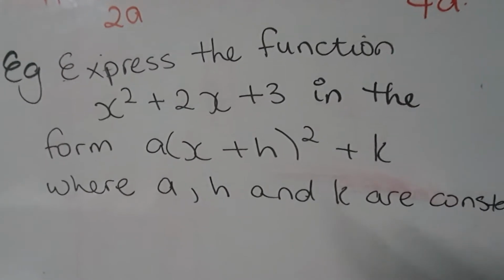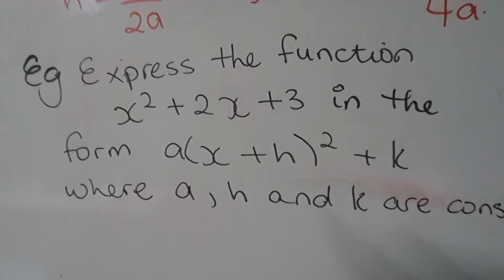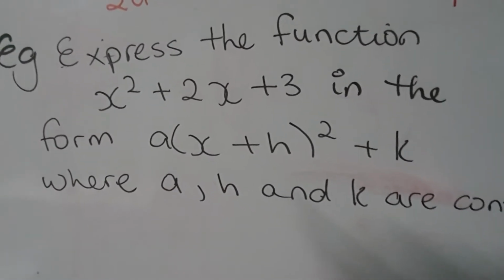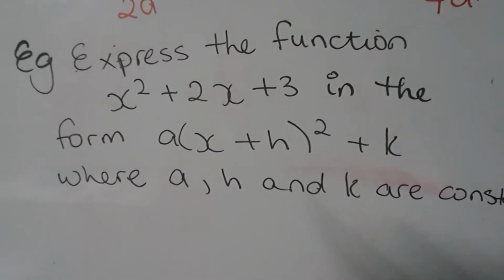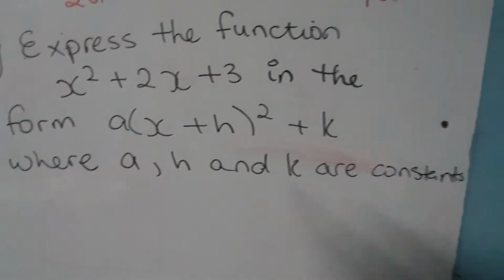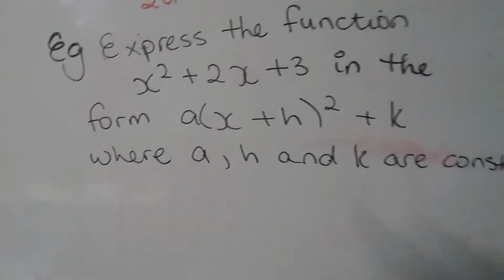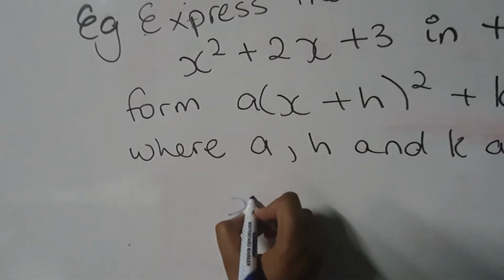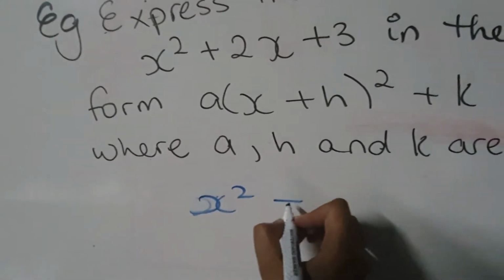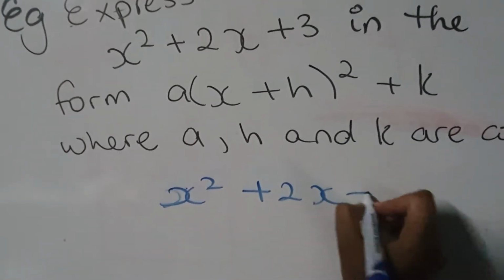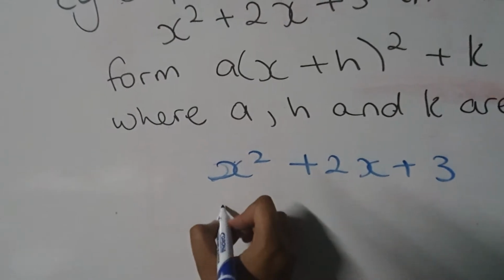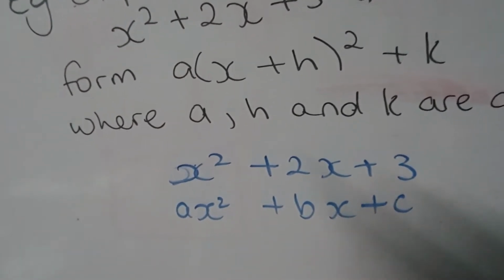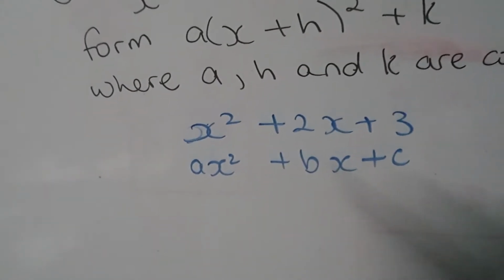So we have this example here. We want to express the function x² + 2x + 3 in the form a(x + h)² + k, where a, h, and k are constants. So the first thing you need to do is identify your a, b, and c, right? So I'm just going to write back the same thing. Our general form is ax² + bx + c, right? So we're going to identify what our a, b, and c is.